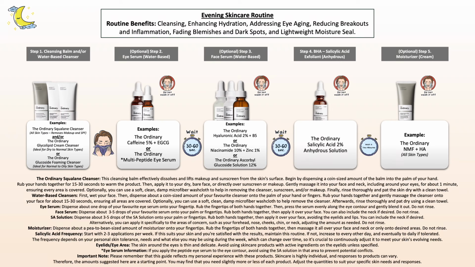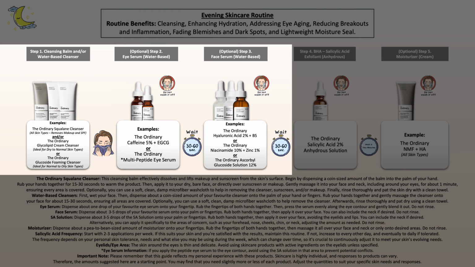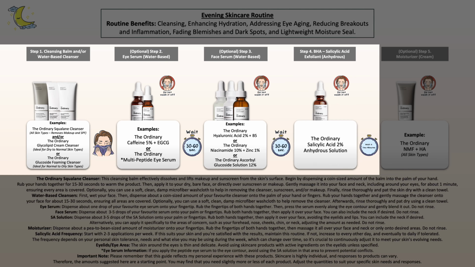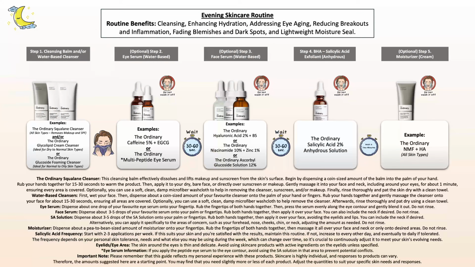For the evening routine, the setup remains similar, so adjust the cleansing step according to your specific skin type and needs. After cleansing, go ahead and pat your skin dry. Then apply your eye and face serum as usual. Next up, apply the salicylic acid anhydrous solution. And if you feel like your skin needs a bit more surface hydration, you can finish off with The Ordinary Natural Moisturizing Factors plus Hyaluronic Acid.